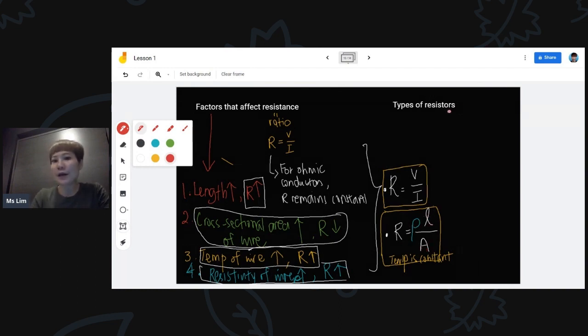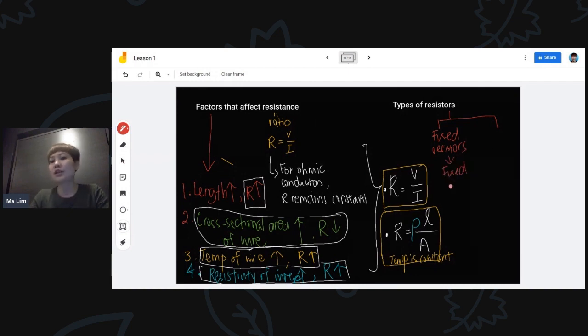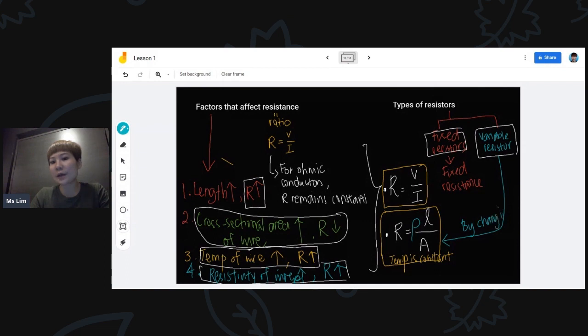So therefore, when you want to make resistors, there are two types. You have the fixed resistor. Fixed resistors means that the resistance is fixed. You cannot adjust it. You cannot adjust the length. You cannot adjust the cross-sectional area. So this provides a fixed resistance. This is the first example. And the second type of resistor would be the variable resistor. A variable resistor allows you to vary the resistance by changing its length or cross-sectional area. Usually by length is easier, by changing the length, area, or the material. So there are two types.